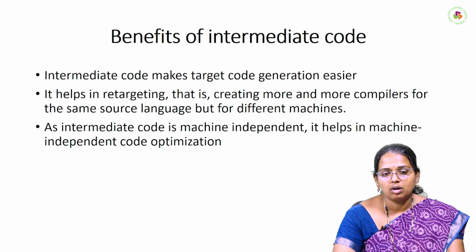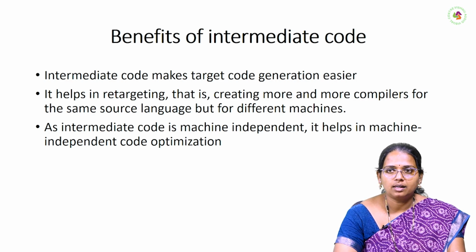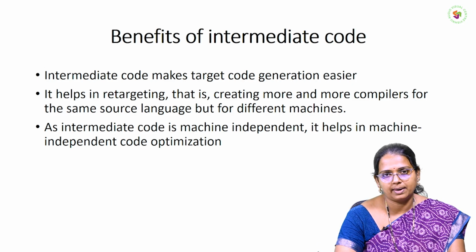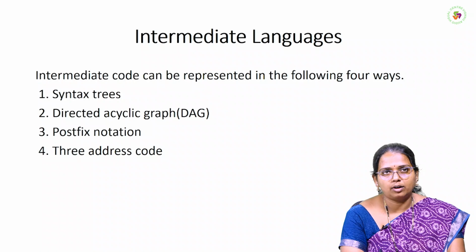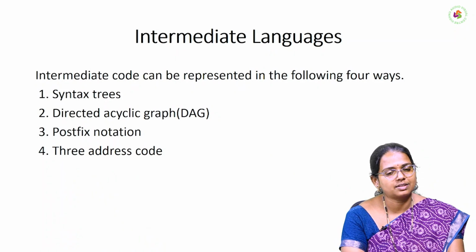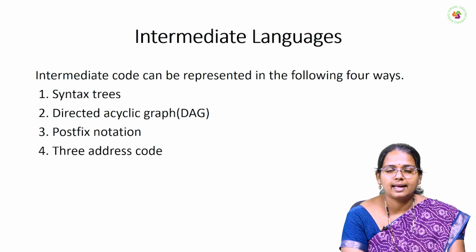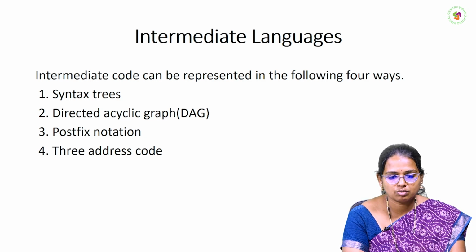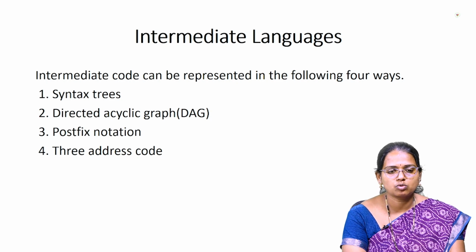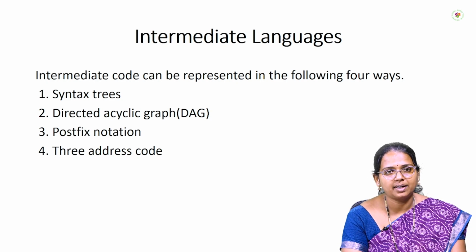Then only I can say that this code can be converted by any code generator, not depending on the machine. To represent an intermediate code we use many ways. Among those, the first is syntax tree, then directed acyclic graph, postfix notation and three address code. Any of these ways we can use to implement the intermediate code.